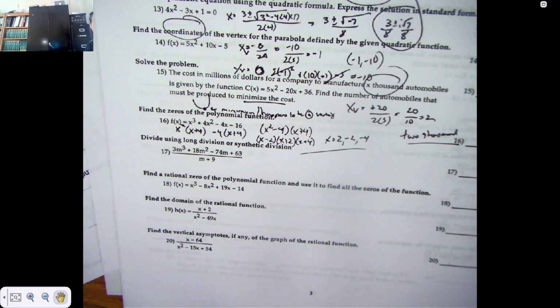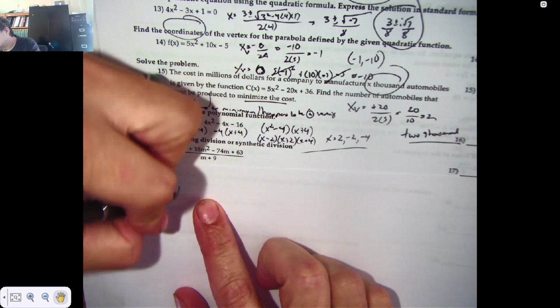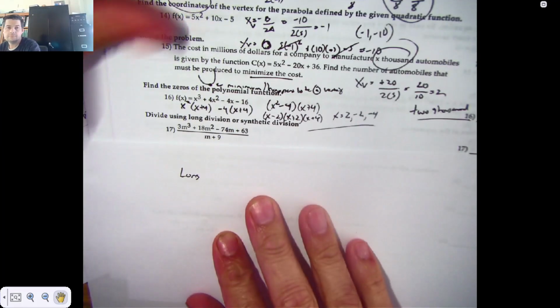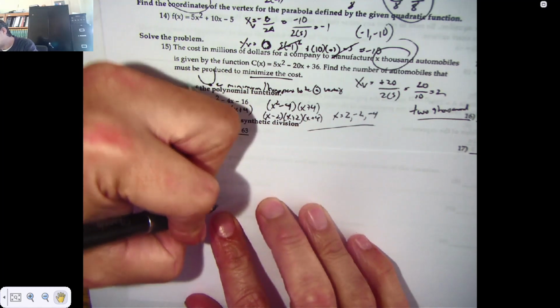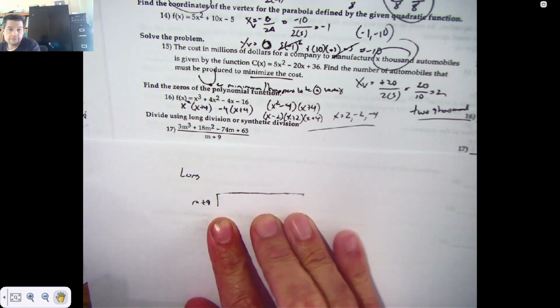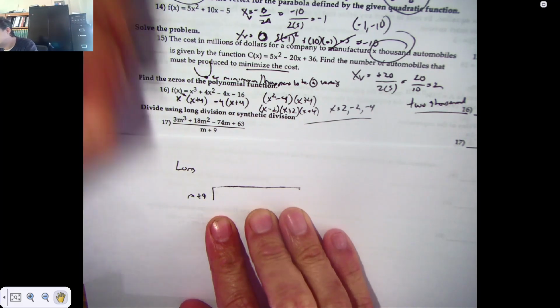17 is long division, which means I need another piece of paper. Or synthetic. Could do synthetic. I'll do both. Let's do long first, just because we can. And I'll check my result with synthetic, because I'm far less likely to screw it up.